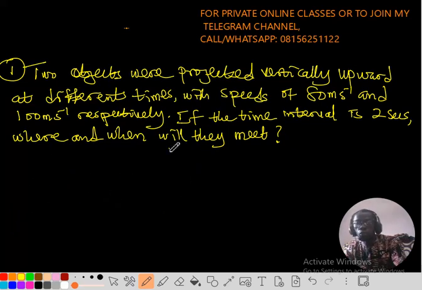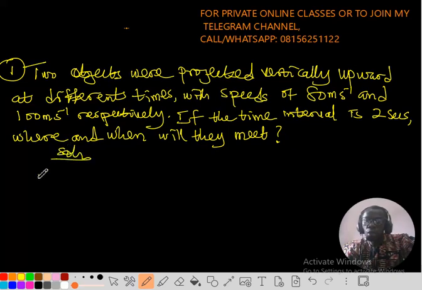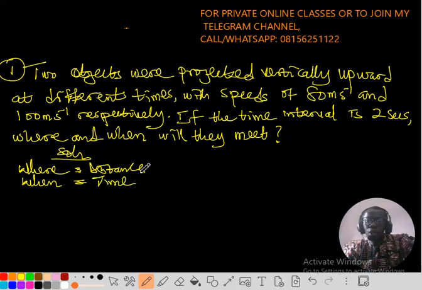Alright, so to solve this question, we have two questions here. The first one is where, and where talks about location, which is distance, and when talks about time. So we are asked to look for the time and the distance where these two objects will meet. So first thing that we need to look at here is two objects.